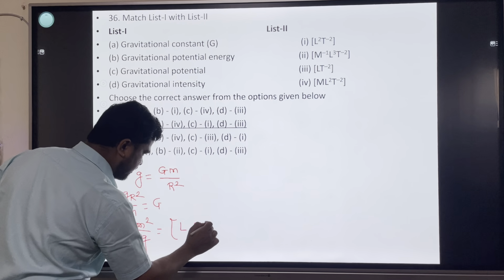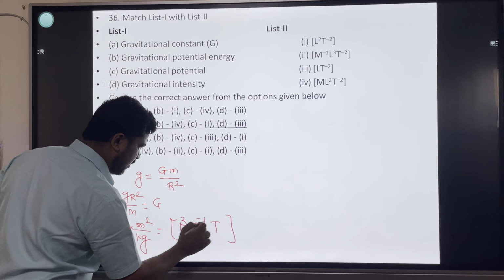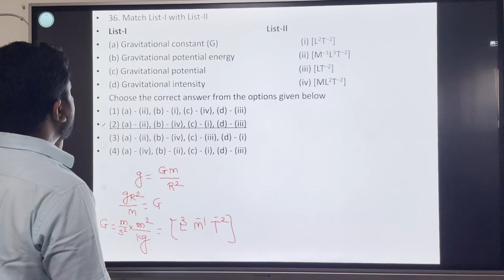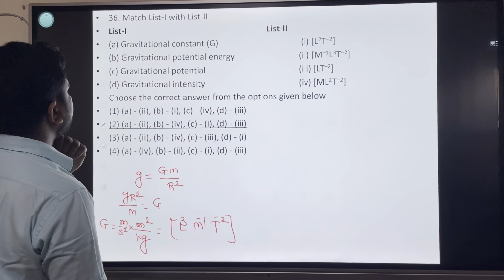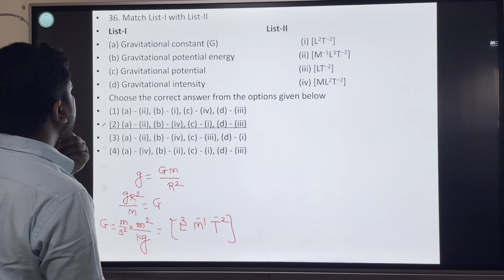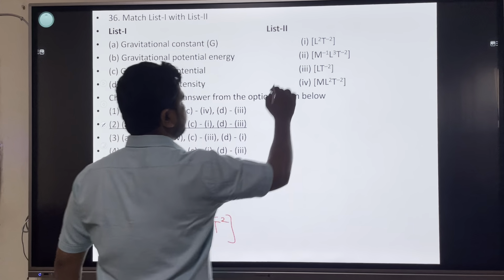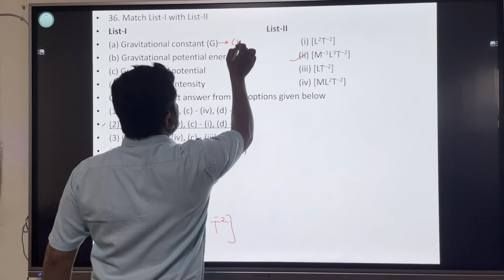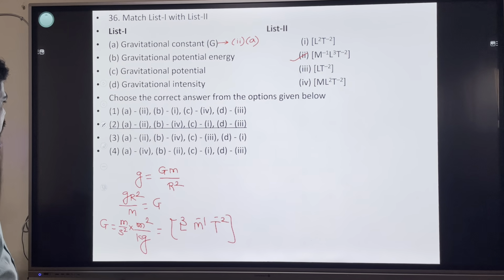Length 3, mass kg minus 1, time minus 2. Length 3. A matches with 2. This is only in one formula.